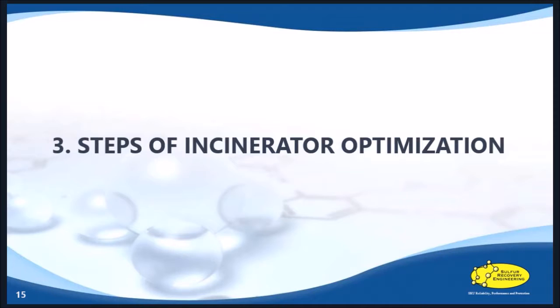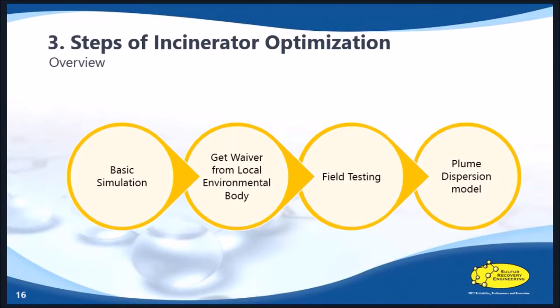Now we'll discuss how to do incinerator optimization, or what steps are required to do so. There are 4 key steps. First is the basic simulation, then getting a waiver from the local environmental body to do the testing, then field testing, and creating a plume dispersion model which represents how the unit would work if we operate it at the recommended lower temperature.